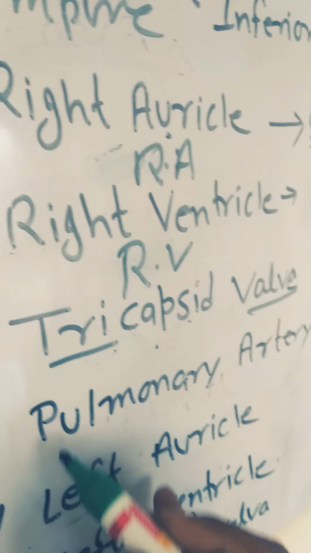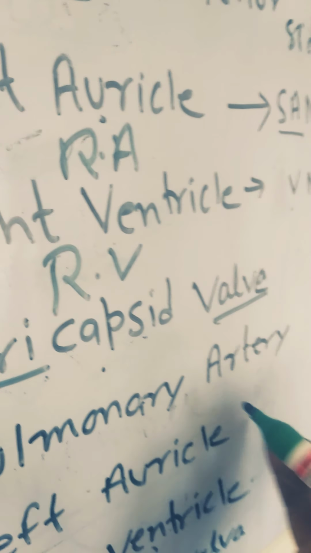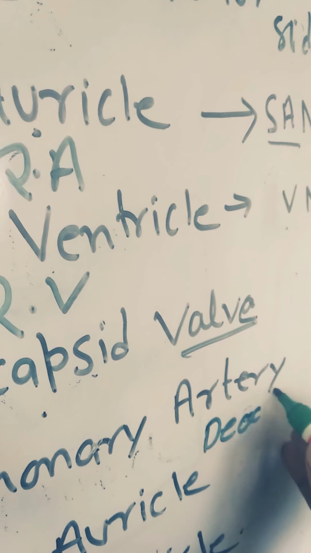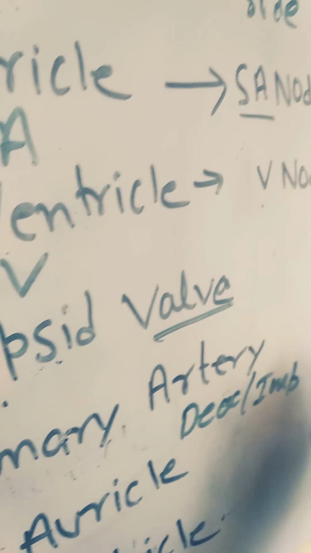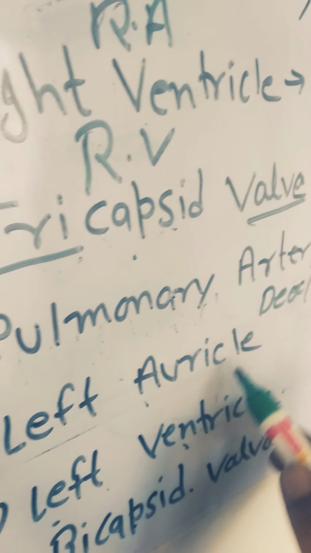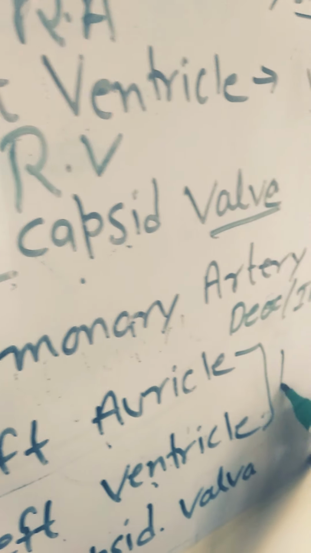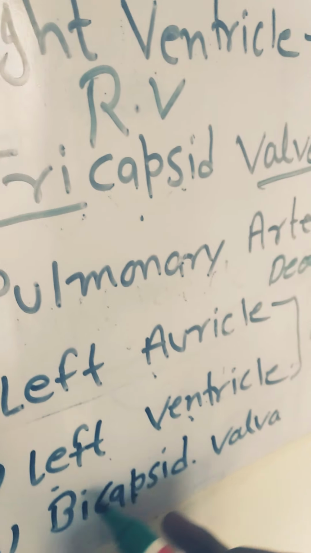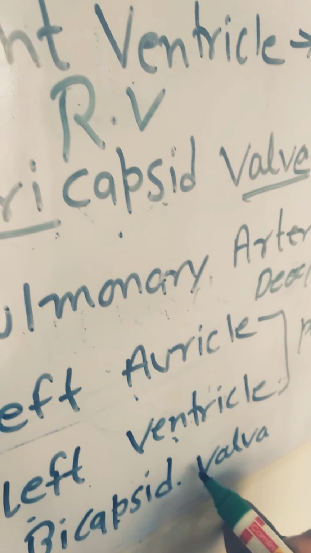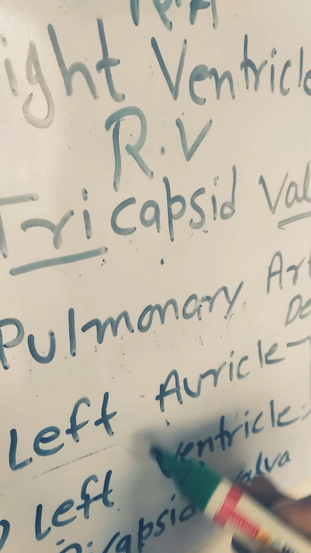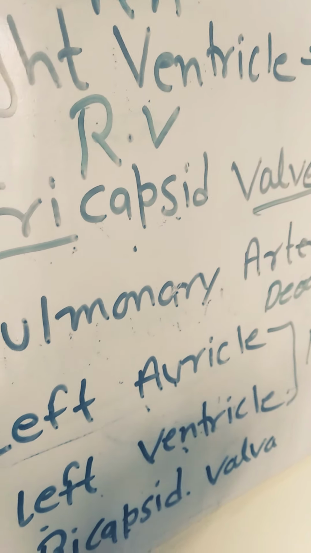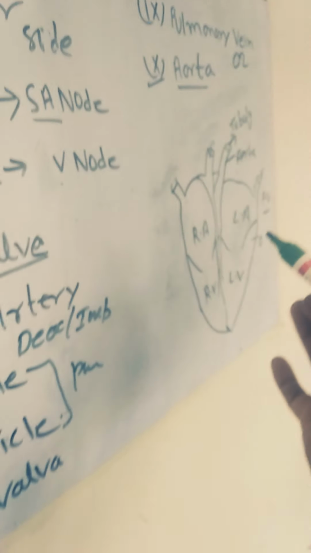Then the next name is pulmonary artery. Pulmonary artery carries deoxygenated or impure blood. The next ones are left auricle and left ventricle. These carry pure blood. Then the next name is bicuspid valve. It also helps in stopping the re-entry of blood into the left auricle from the left ventricle. I will explain by this image.